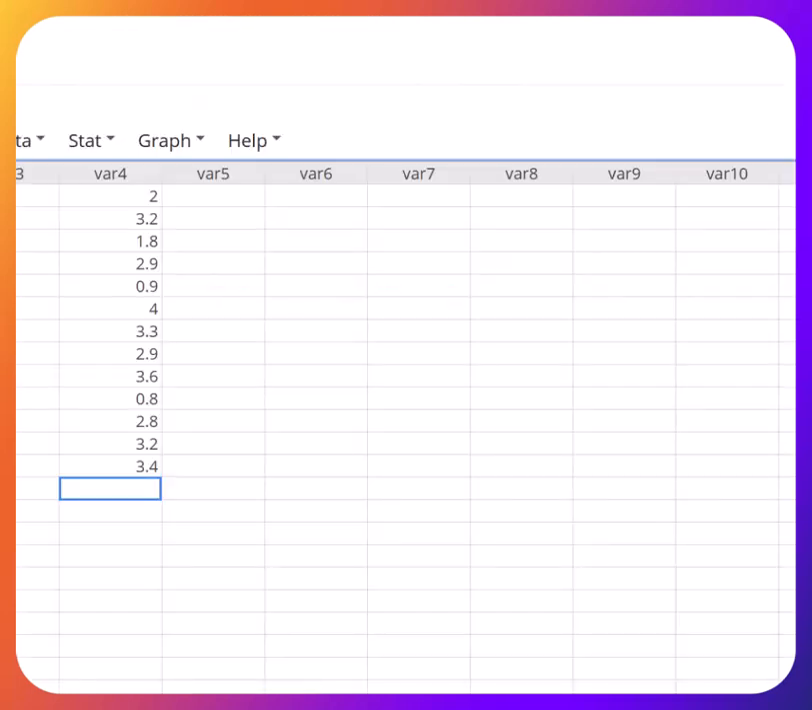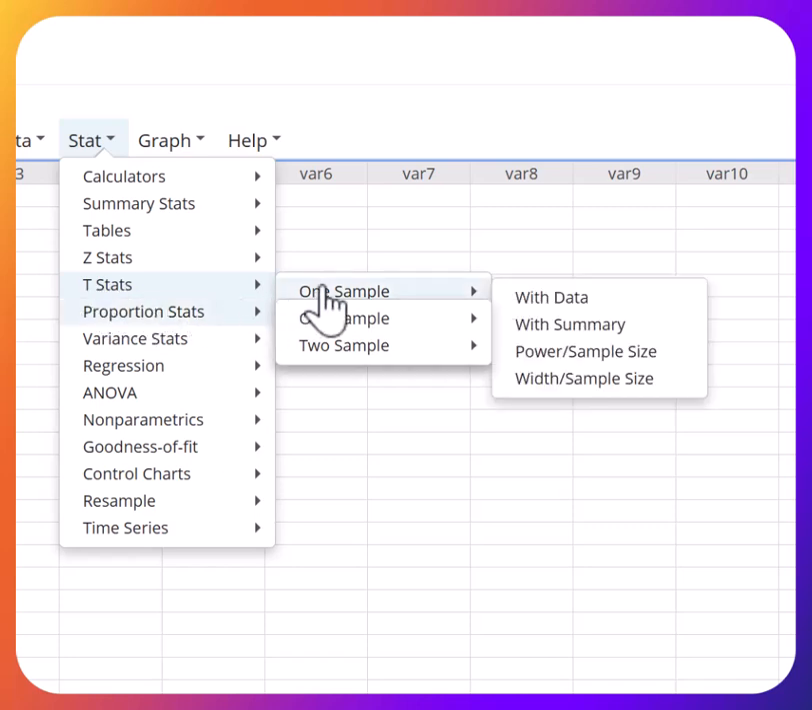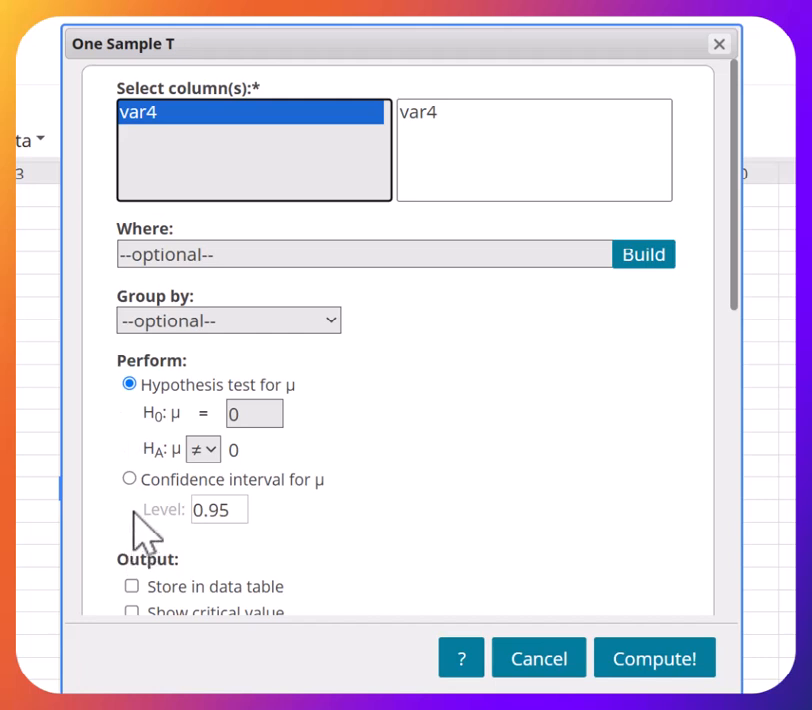Okay, I keyed in the data. I put it under variable 4. It doesn't matter where you put it. So how do you find a 98% confidence interval for the population mean? Here's what you do. You go to Stat, T-stat again, one sample. Now, not with summary, with data. I select the variable, and I just select the confidence level right here. He wants 0.98. Compute.